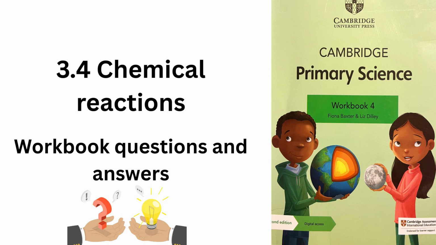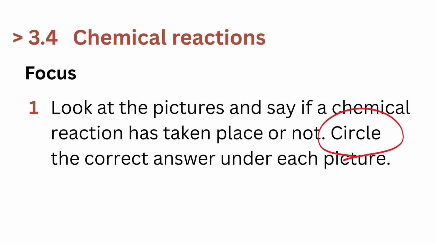Today we are going to do the exercises from Cambridge Primary Science Workbook 4. 3.4 Chemical Reactions. Focus. Question number 1. Look at the pictures and say if a chemical reaction has taken place or not. Circle the correct answer under each picture.